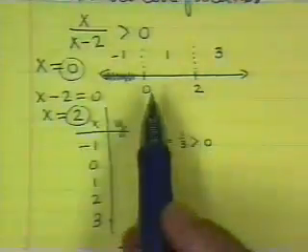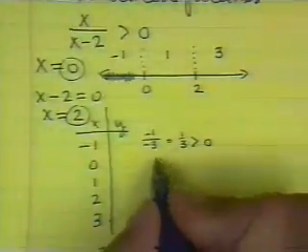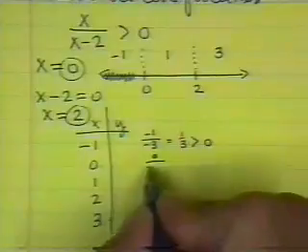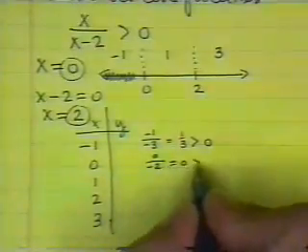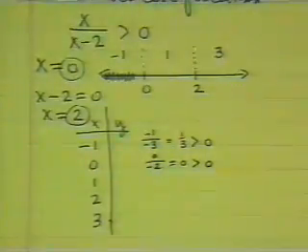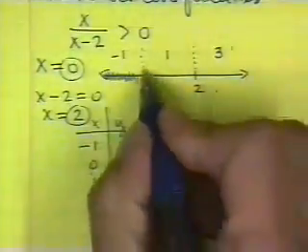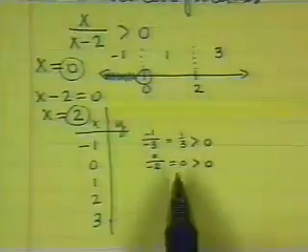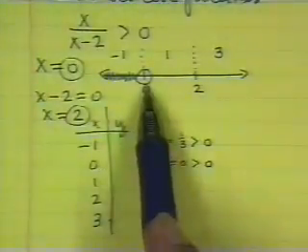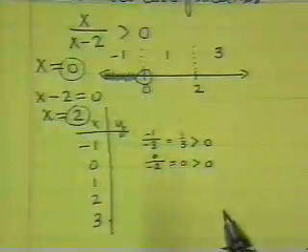Now let's test this critical point, 0. We're going to get 0 over 0 minus 2. Well, that's just 0. Is 0 greater than itself? No, that's false. So we're going to go ahead and give it an open circle. Remember, had it given us a true statement, critical points get solid circles.